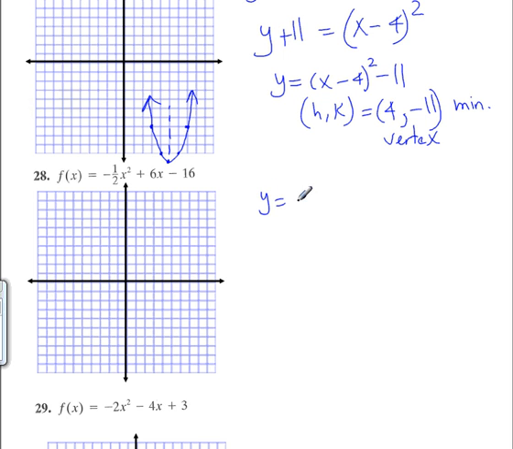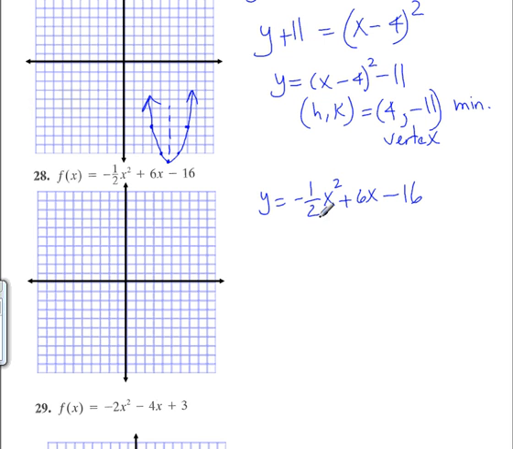Let's do number 28. So we have y equals negative 1/2 x squared plus 6x minus 16. So here, our a is not 1. But unlike what we've done in the past when we were solving by completing the square, where we would just divide everything by a, we are not going to do that in this case.